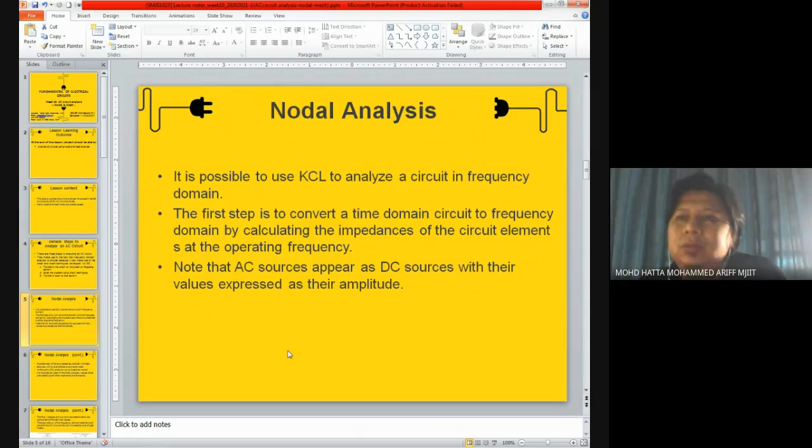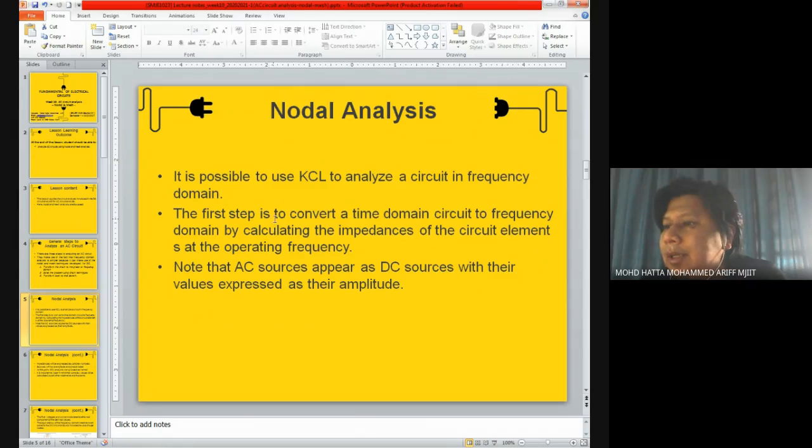As we learn in DC circuits, for nodal analysis we try to apply KCL. Here it asks whether it is possible to use KCL to analyze a circuit in the frequency domain. Yes, of course. First, for AC circuit analysis, we need to transform our circuit, or the values of the components inside the AC circuit, into the frequency domain. From there, for this nodal analysis, you can apply KCL to analyze your circuit.